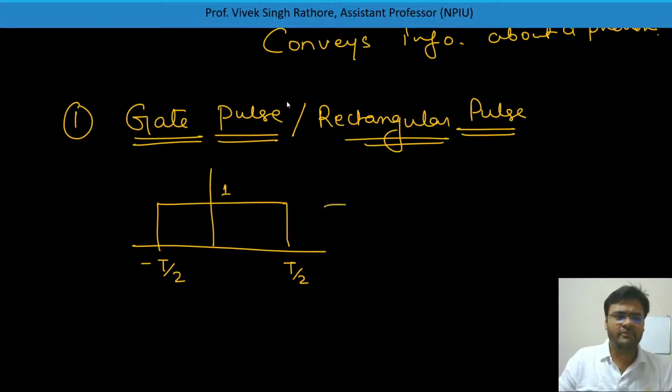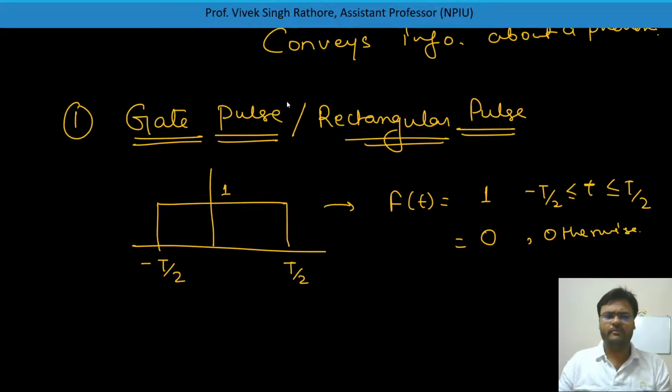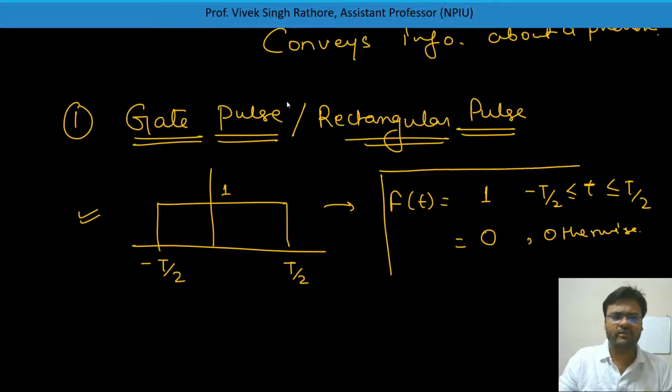Now how can we represent it mathematically? This signal is represented as f(t), and the value of f(t) is 1 from minus T by 2 to T by 2. Outside this range, f(t) is 0, whatever the value of t may be. So this gate pulse can be represented by this mathematical expression.